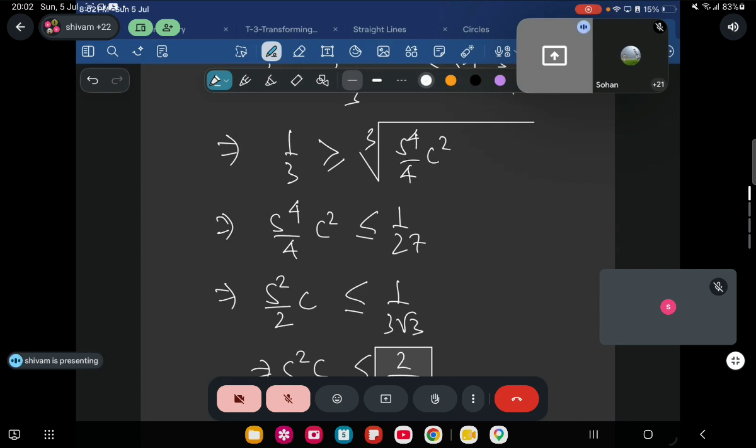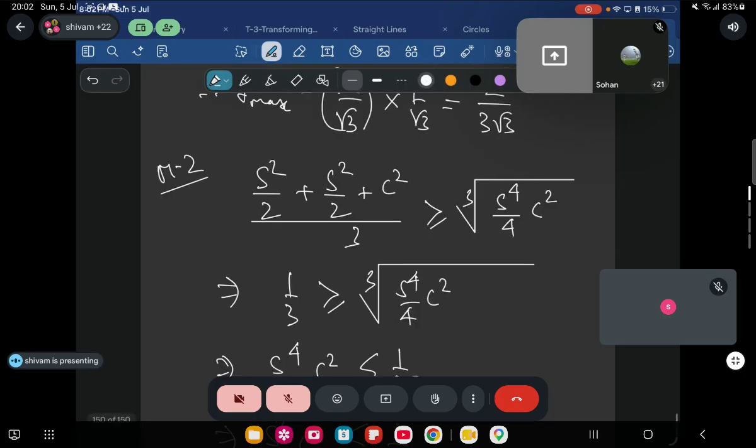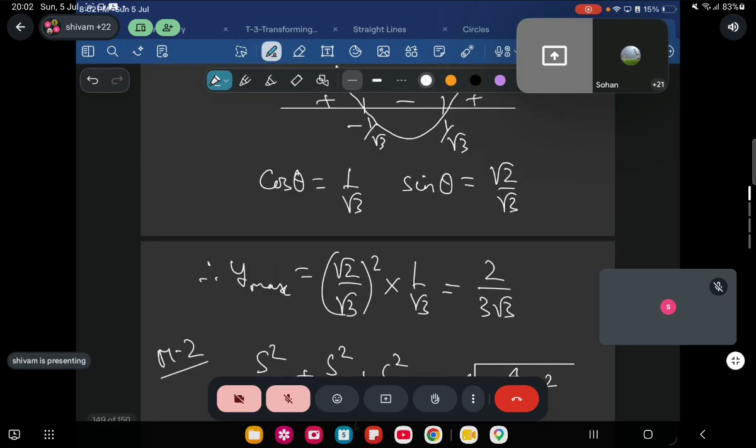Tell me, everyone understood how we can solve it using the AM-GM inequality? Yes, Rishabh, your answer is correct. Tell me, Shrita, is it clear? Shubhangi, Shinika, is it clear? Yes, sir. Yes, Ahir, your answer is correct.